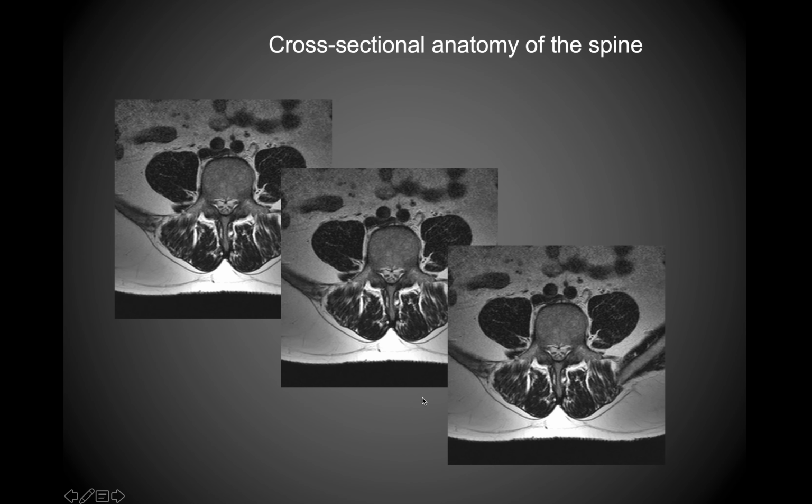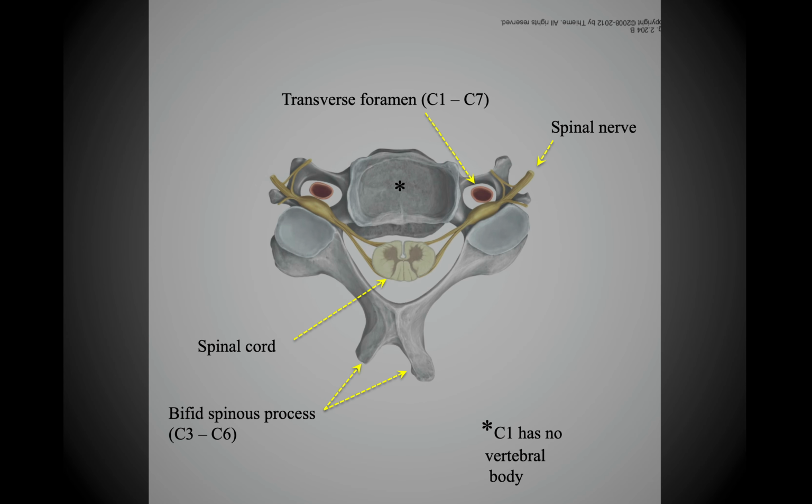So we're going to end this set of videos by talking about the cross-sectional anatomy of the spine, and we'll also be looking at some MR imaging of the spine as well. So first off, just to remind you of the appearance of the cervical spine when we look at that on cross-sectional views. Remember the various unique structures that are associated with the cervical spine.